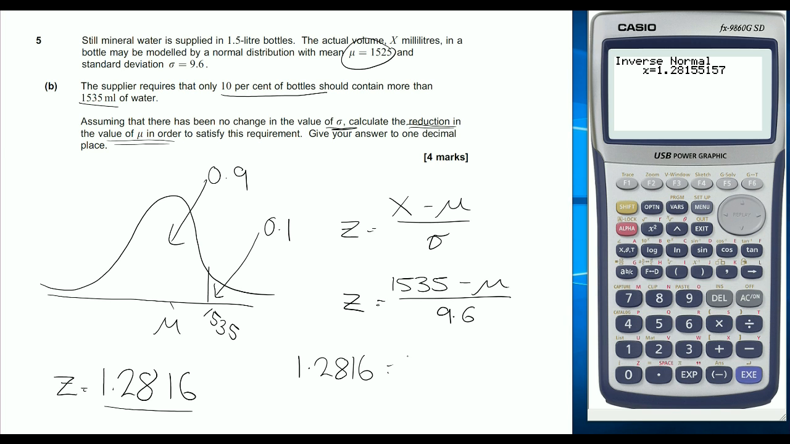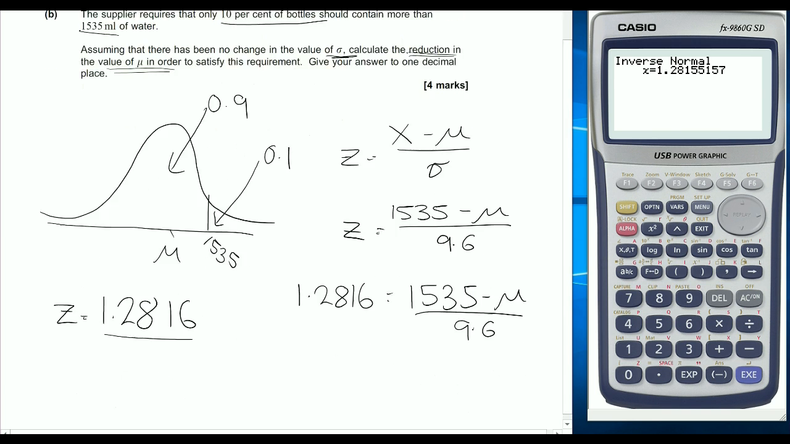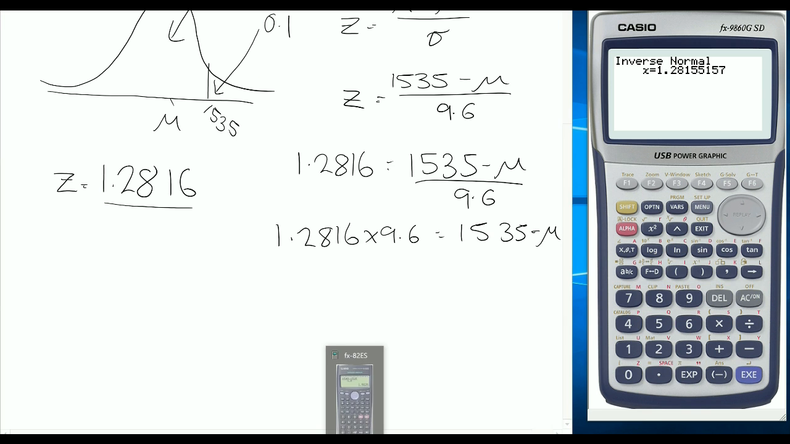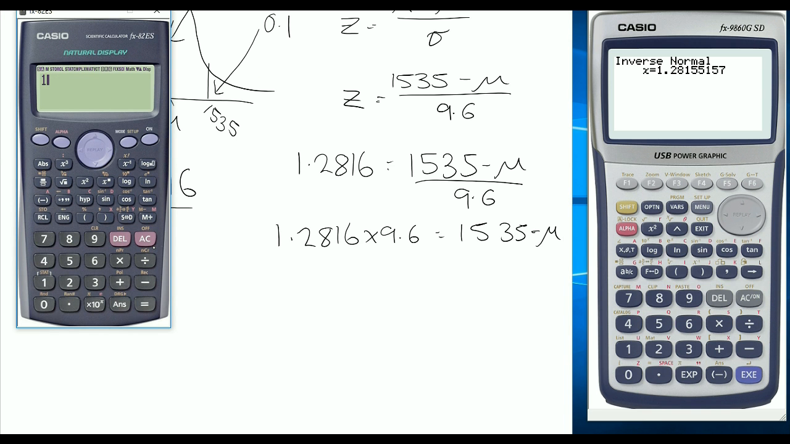1.2816 equals 1535 minus mu, all divided by 9.6. Okay, so let's just give us a bit more room here. We're just rearranging a formula now. So it's going to be 1.2816 times 9.6 equals 1535 minus mu. So let's just work out what that one is there. 1.2816, multiply that by 9.6 and we get 12.30336.